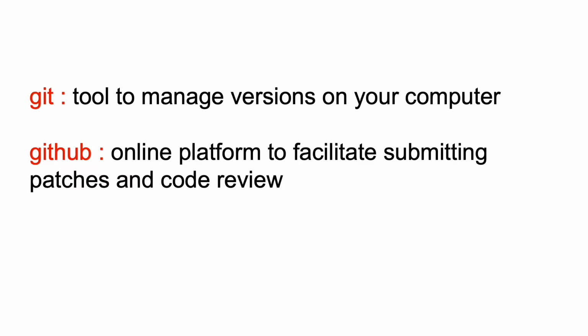All right, so I want to clear up two terminologies here, which often get mixed up. One is Git. Git is actually a tool to manage versions on your computer. It's a software that you have installed on your computer. And GitHub is an online platform for facilitating patches and code review. So a lot of software, such as the Linux kernel, many important software, are hosted on GitHub, and it's where people make patches and reviews, and changes are made.